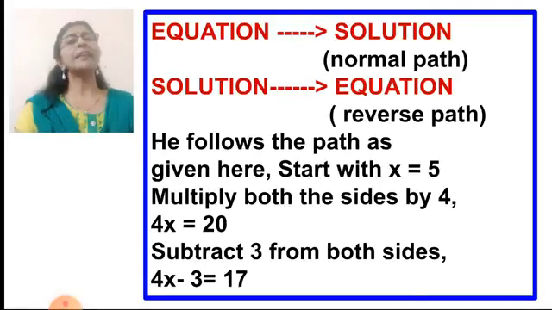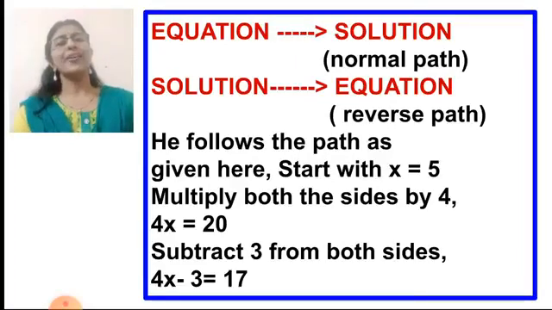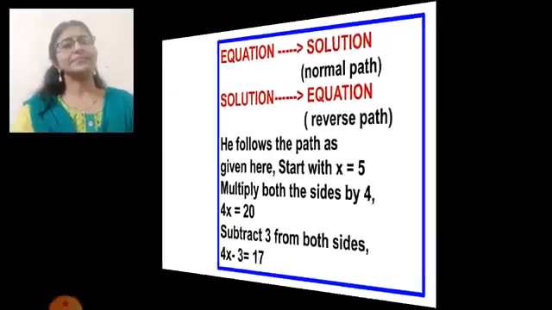And then he multiplies both the sides by 4. So x equal to 5, with 4 multiplied to both the sides of the equation, will become 4x is equal to 20. And then he subtracts 3 from both the sides. Let us see what he gets. So he will get 4x minus 3, and then 20 minus 3 will be 17. So he gets 4x minus 3 is equal to 17. So from the solution again he got an equation.